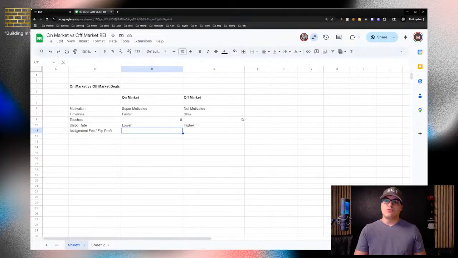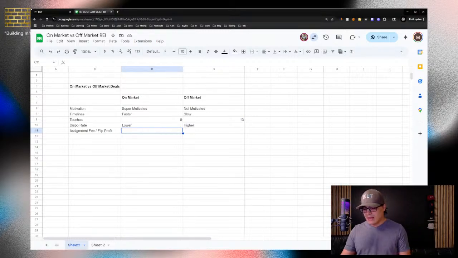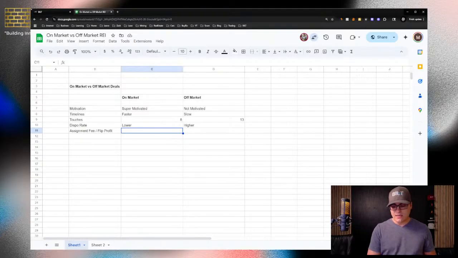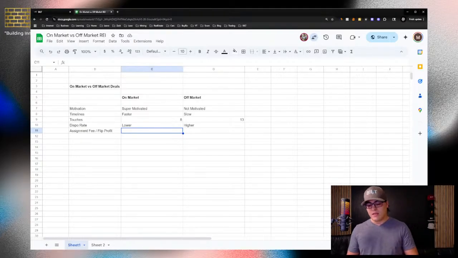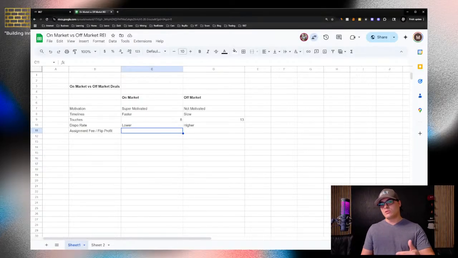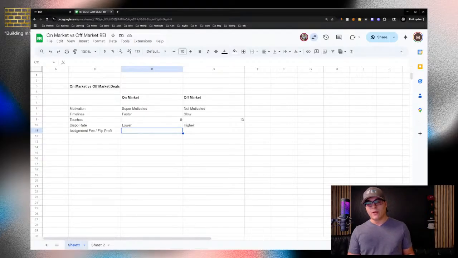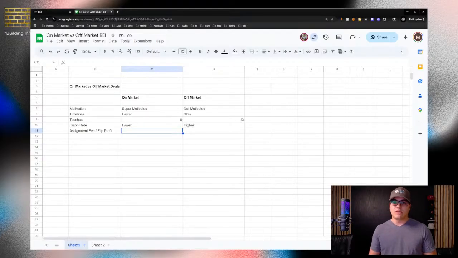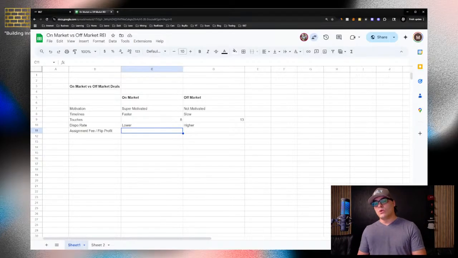The next thing is going to be your assignment fees or flip profit. Well, on-market deals, it's not as easy as you think to get really good deals, right? Number one, due to the ignorance of a seller, like on the off-market stage, they might be ignorant to price points, ARVs, and so forth. They don't have an agent whispering in their ear telling them, oh, this is what market value is, and so forth, right? So for this instance, again, you're going to have lower assignment fees on the on-market deals versus off-market.